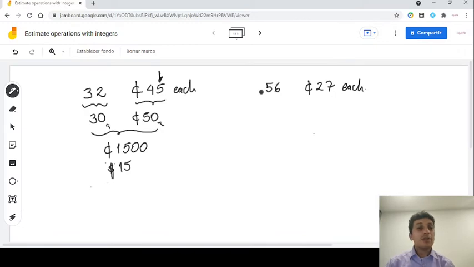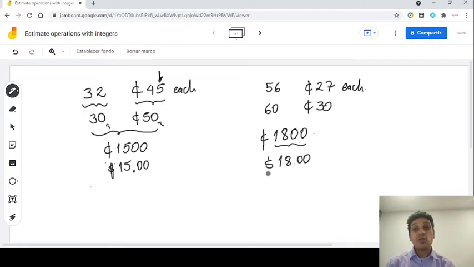And now let's see what happened with option number 2. With option number 2, I'm going to get 56. So 56 will be rounded to 60 at 27 cents. So I'm going to round 27 cents to 30 cents. And now I'm just going to multiply 6 times 3. It's going to be 18. I'm going to add the zeros. So I'm going to have 1,800 cents or $18.